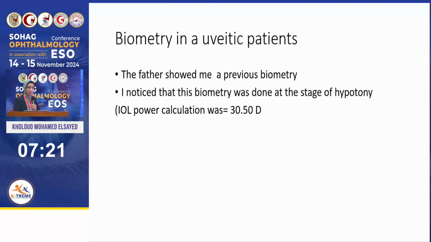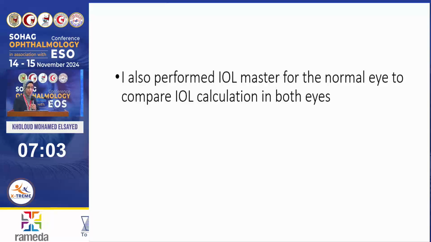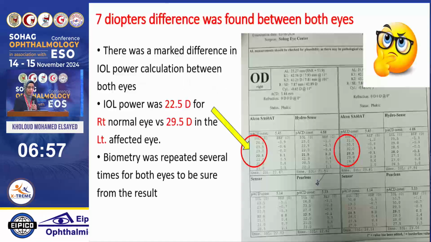The father showed me a previous biometry. I noticed that this biometry was done at the stage of hypotony. IOL power calculation was 30.5 diopters. Biometry is believed to be inaccurate if performed in a hypotonic eye because hypotony affects both axial length and K reading measurements. I also performed IOL Master for the normal eye to compare IOL calculation in both eyes.